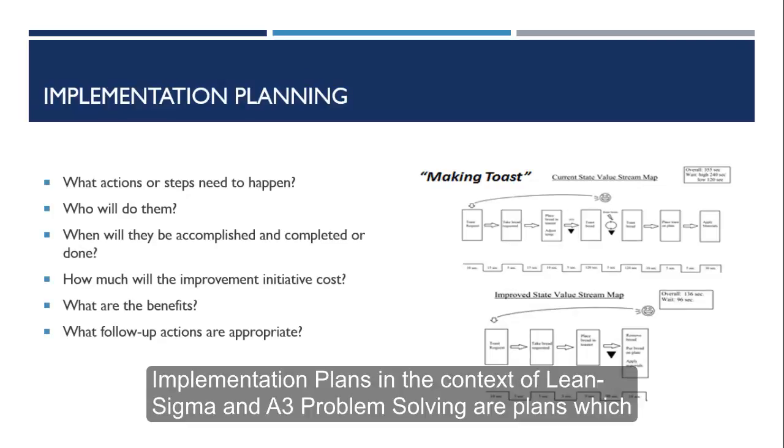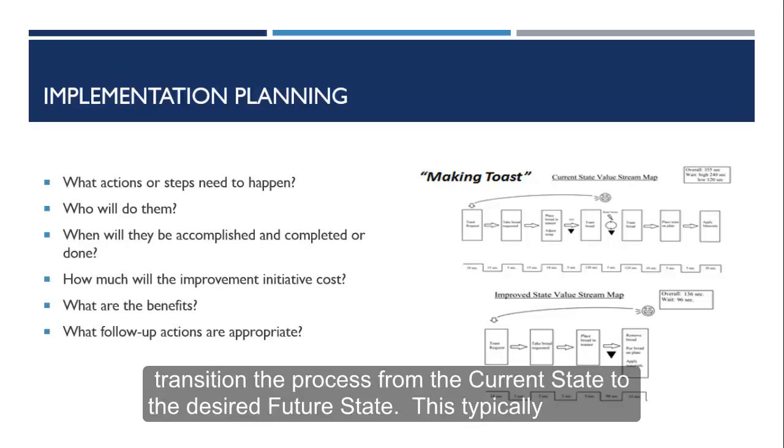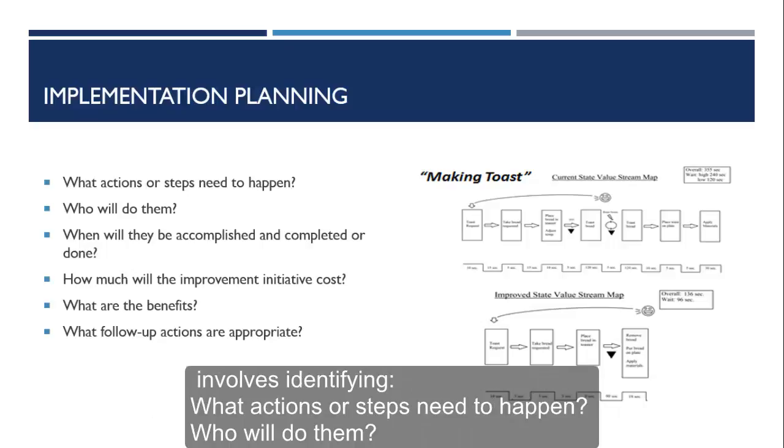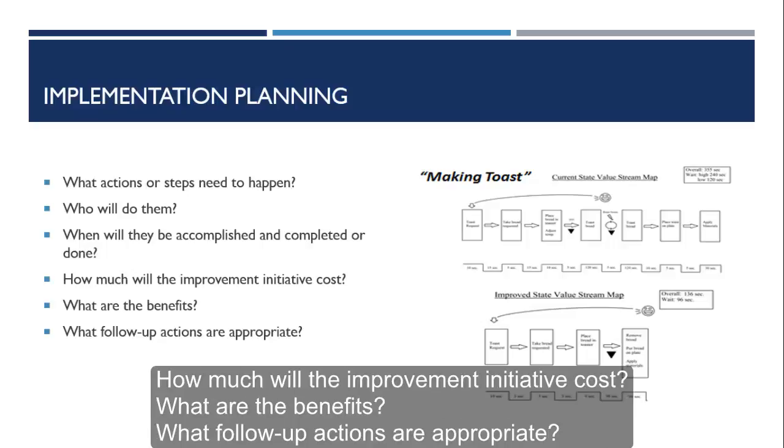Implementation plans in the context of Lean Sigma and A3 problem solving are plans which provide sufficient benefit cost detail and action planning steps to successfully transition the process from the current state to the desired future state. This typically involves identifying what actions or steps need to happen, who will do them, when will they be accomplished and completed or done, how much will the improvement initiative cost, what are the benefits, what follow-up actions are appropriate.